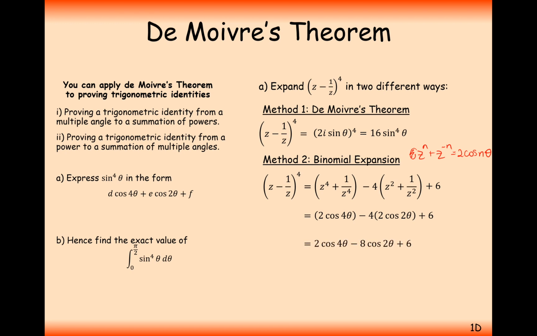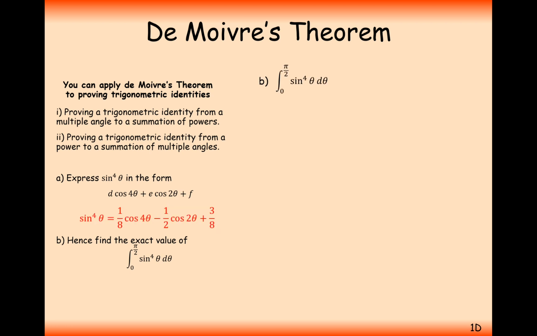Expand the brackets on that. And now we have two expressions that are algebraically equivalent. They're both the expansion of the same thing. Divide through by 16, and we get 1 over 8 cos 4 theta minus 1 over 2 cos 2 theta plus 3 over 8. And then moving on to part B for this question, we can now integrate sine to the power 4 theta by the algebraic equivalent, and then do the integration.